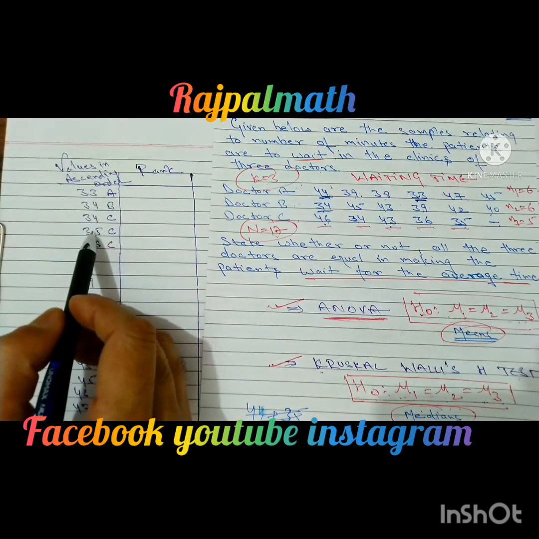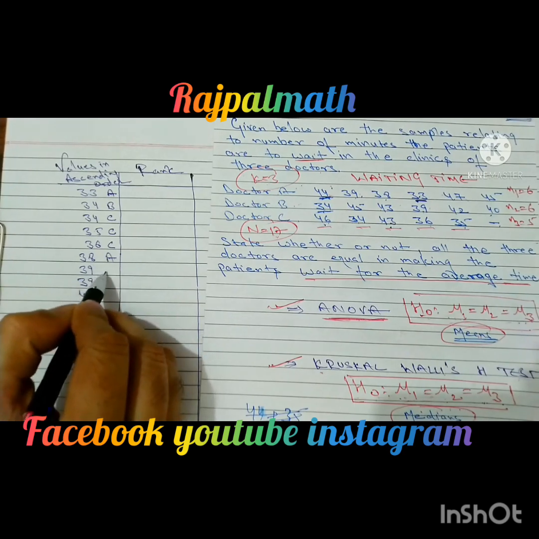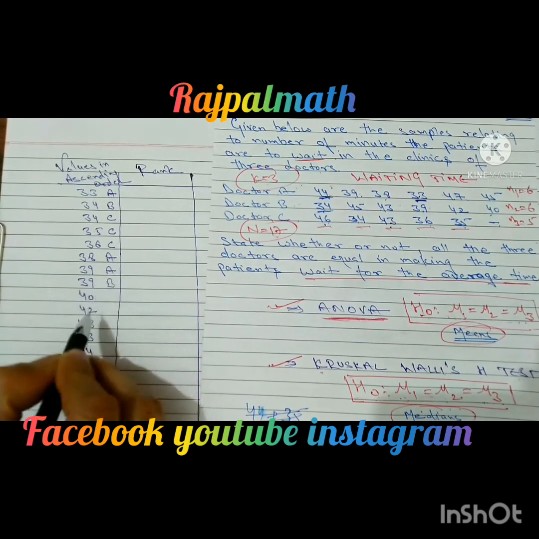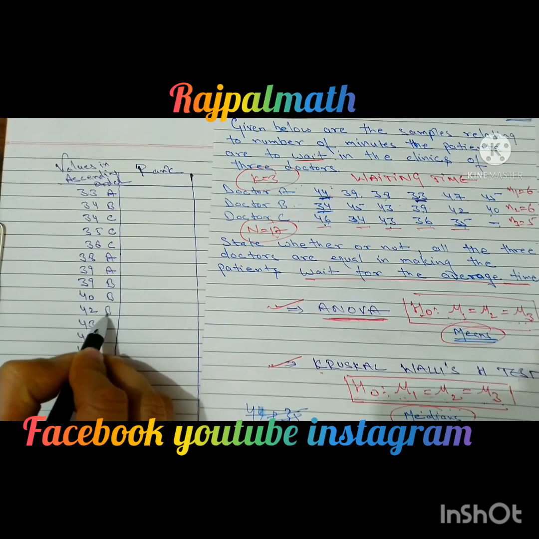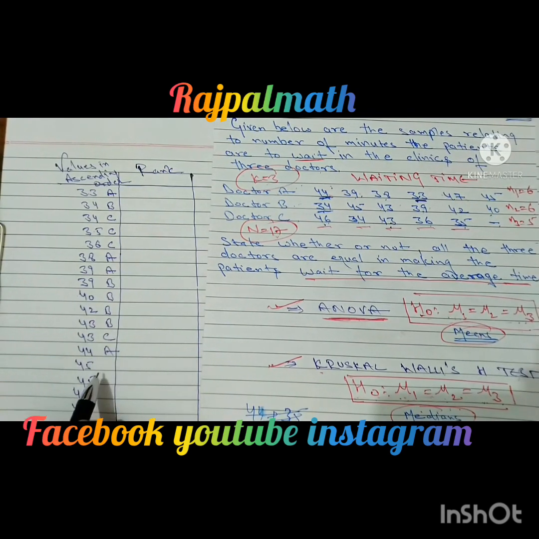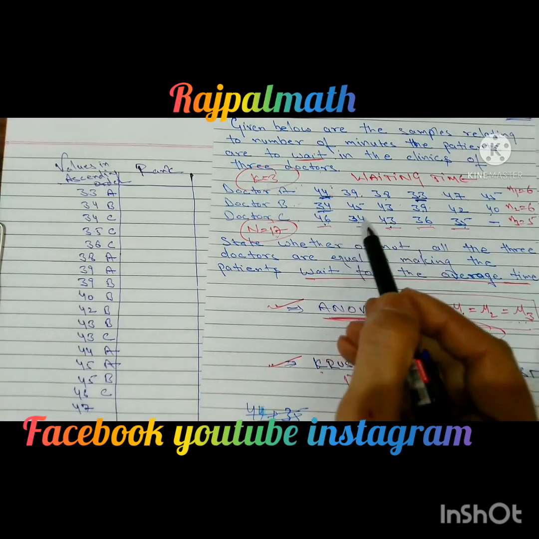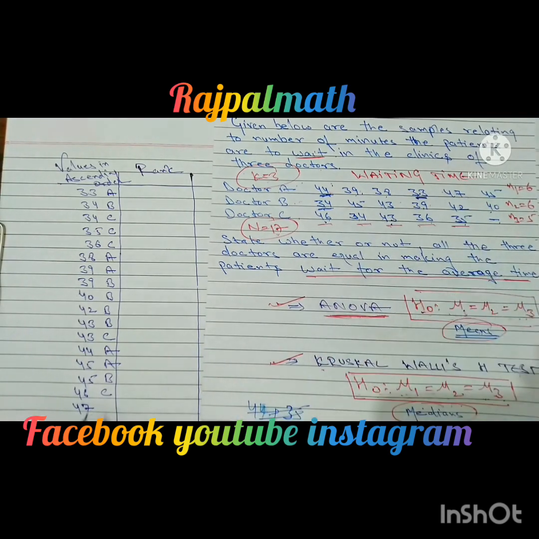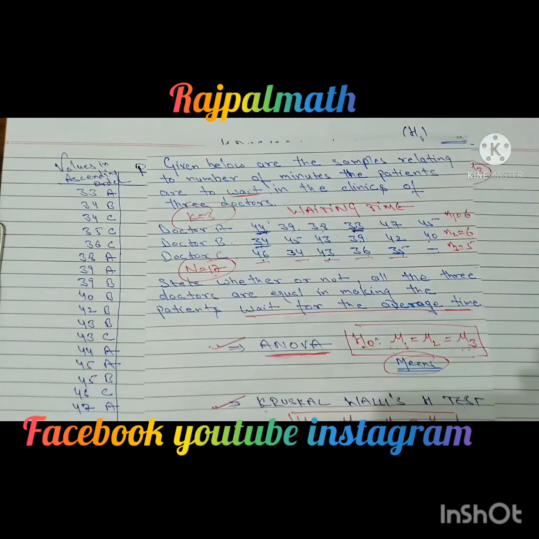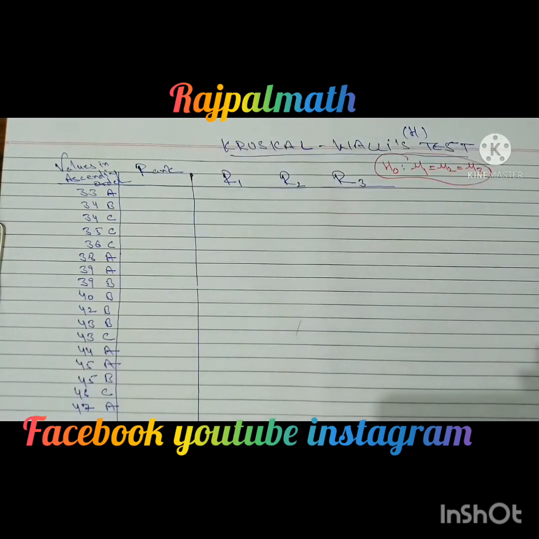Now note the group of each value: 33 is from group A, 34 from group B, 34 from group C, 35 from group C, 36 from group C, then 38 from group A, and so on through groups A, B and C, with 45 from group A, 45 from group B, 46, and 47 from group A. So all the values are in ascending order in the first column.